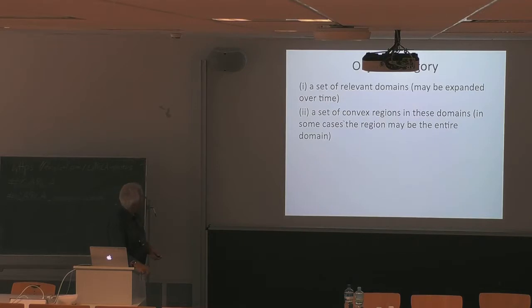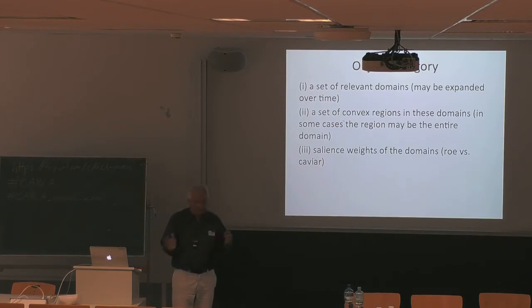Set of convex regions, I already talked about that. And some of them you have different weights of the domains depending on the context. Take the English words roe and caviar: they denote exactly the same things, namely fish eggs. So when do you use the term roe? Well, that's in the biological context, when you talk about the reproduction of the fish and so on. And you use the word caviar if you talk about food, when a roe turns into food. So it's a different context, but the extension, the things in the world, are exactly the same.